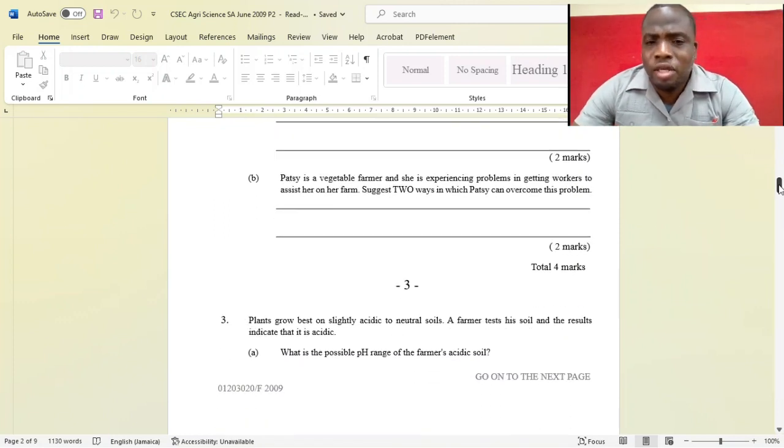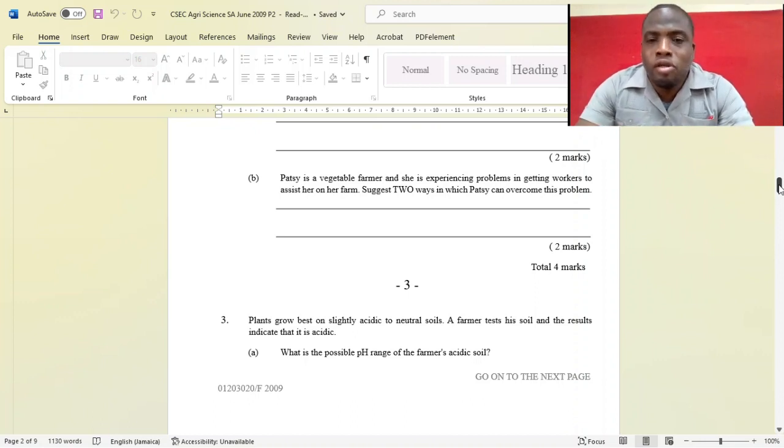Patsy is a vegetable farmer, and she is experiencing problems in getting workers to assist her on her farm. Suggest two ways in which Patsy can overcome this problem. Now, Patsy can invest in a machine, and the machine can carry out the tasks that the humans would have done. And so her problem could be solved by doing that. If she's not able to do that, then she can acquire family labor. She can ask friends or family to assist her to carry out the different agricultural tasks: planting, fertilizing, spraying.